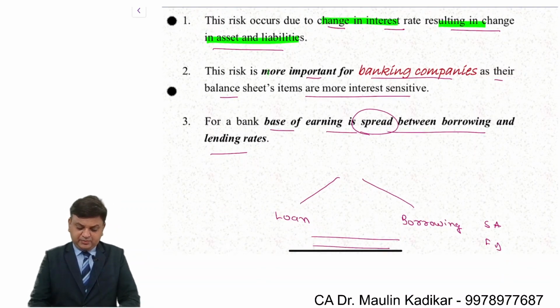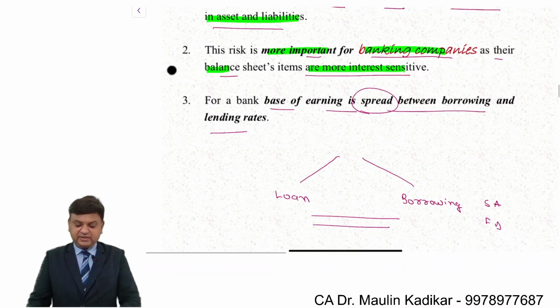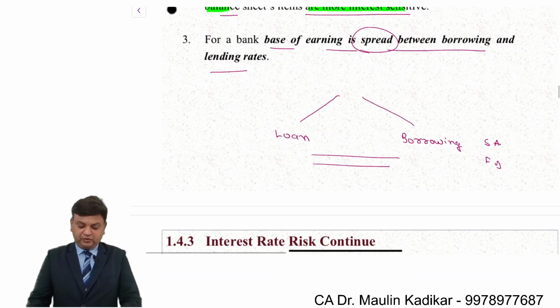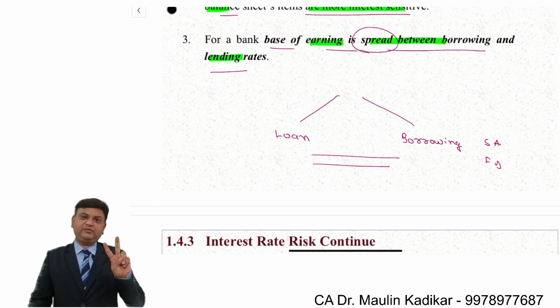The risk is more important for banking companies as their balance sheet items are more interest sensitive. For a bank, the base of the earning is the spread between borrowing and lending rates. Means the difference between the rate at which the bank is borrowing and the rate at which the bank is lending.